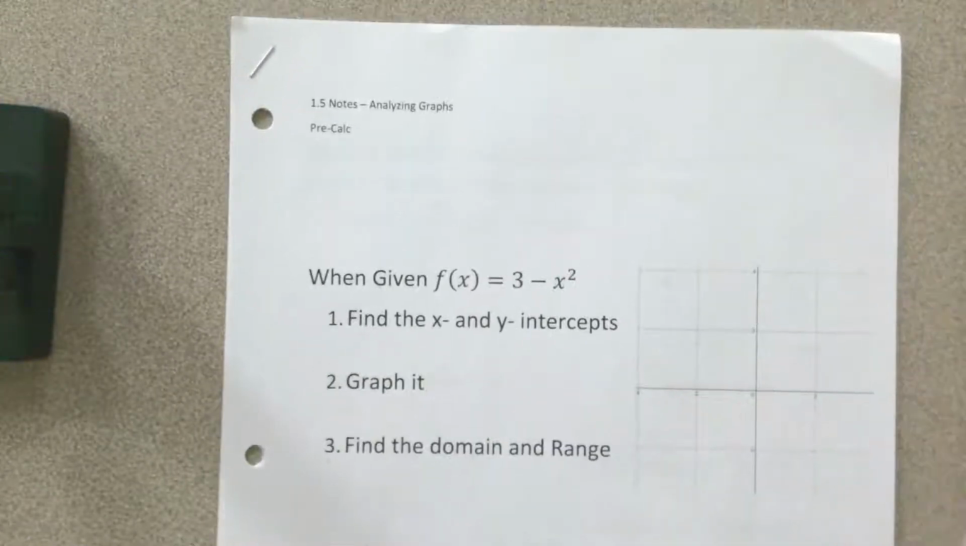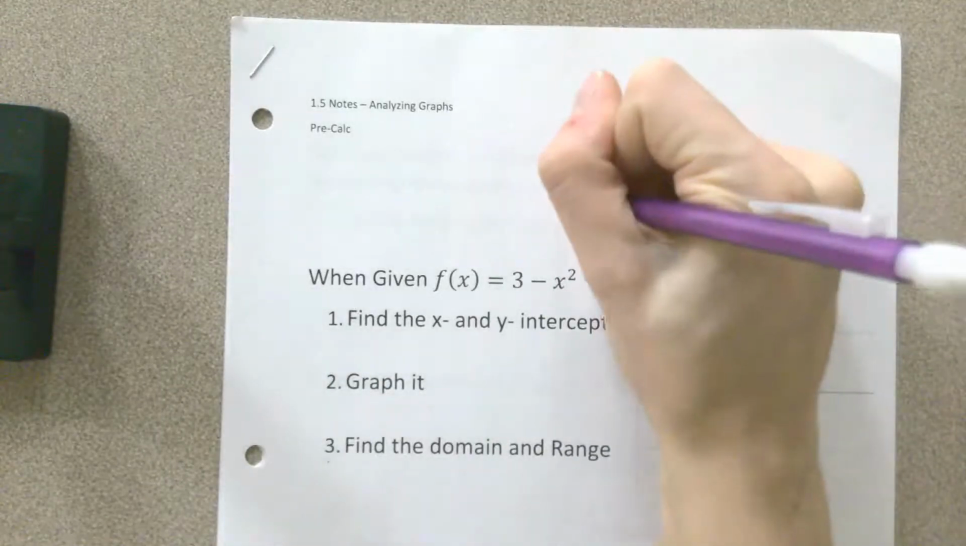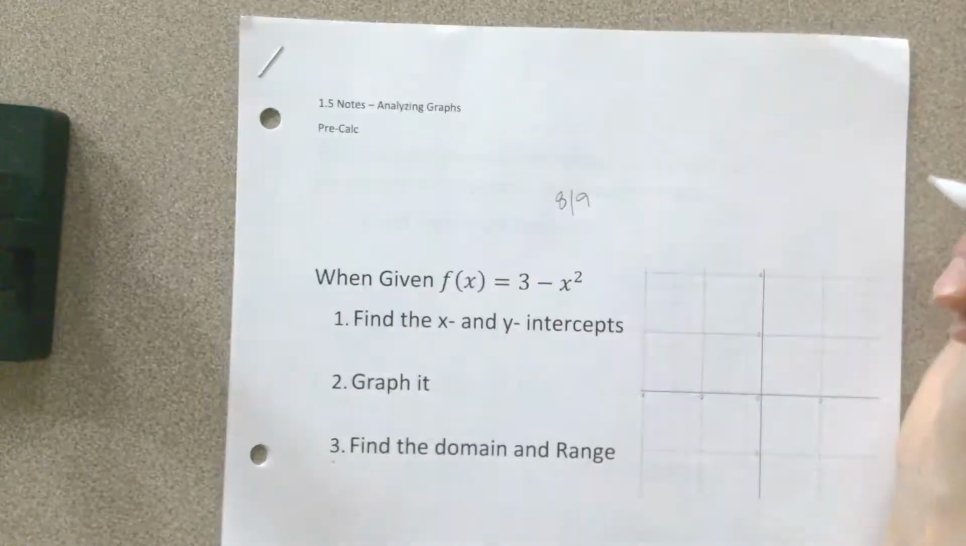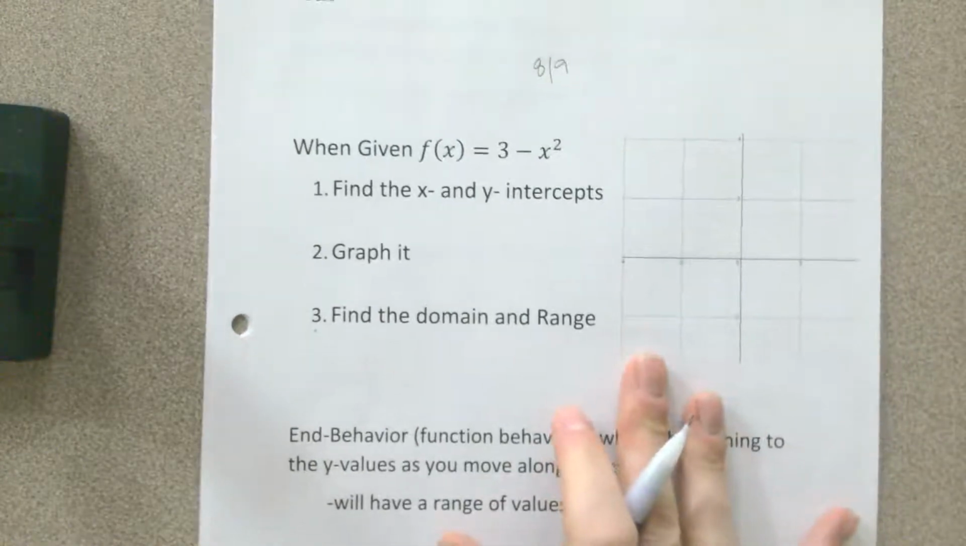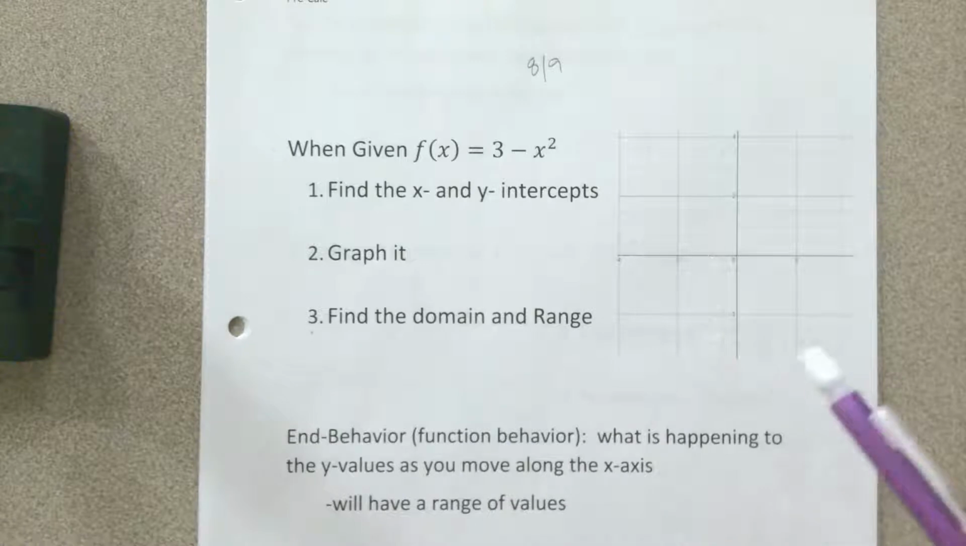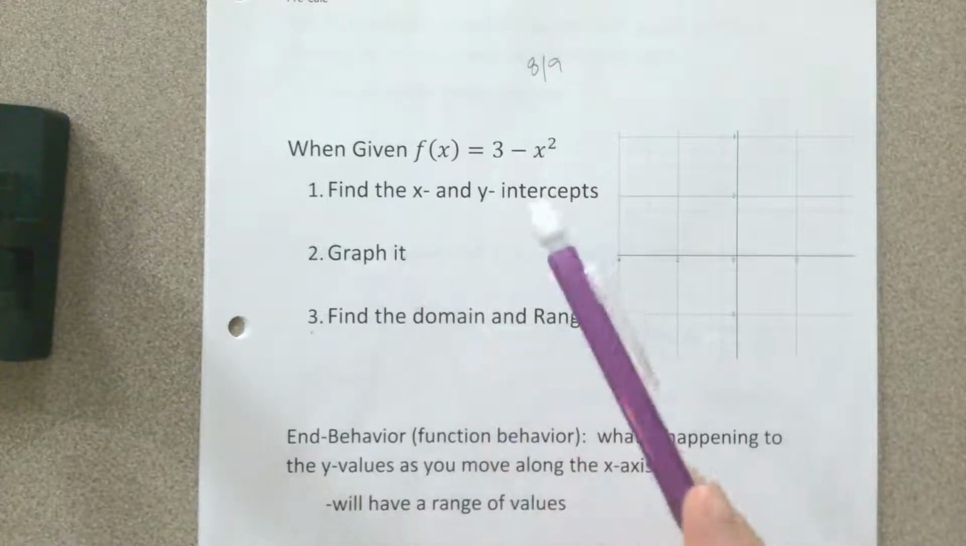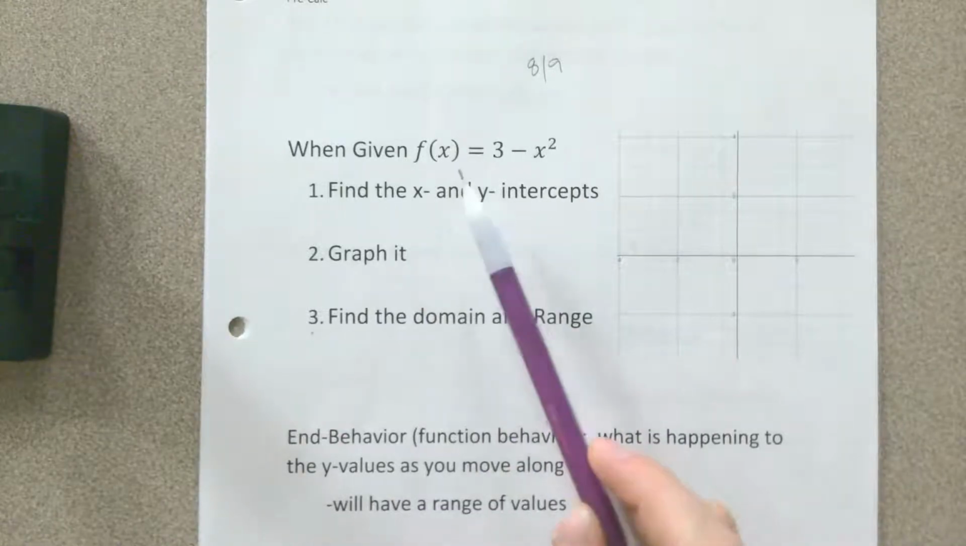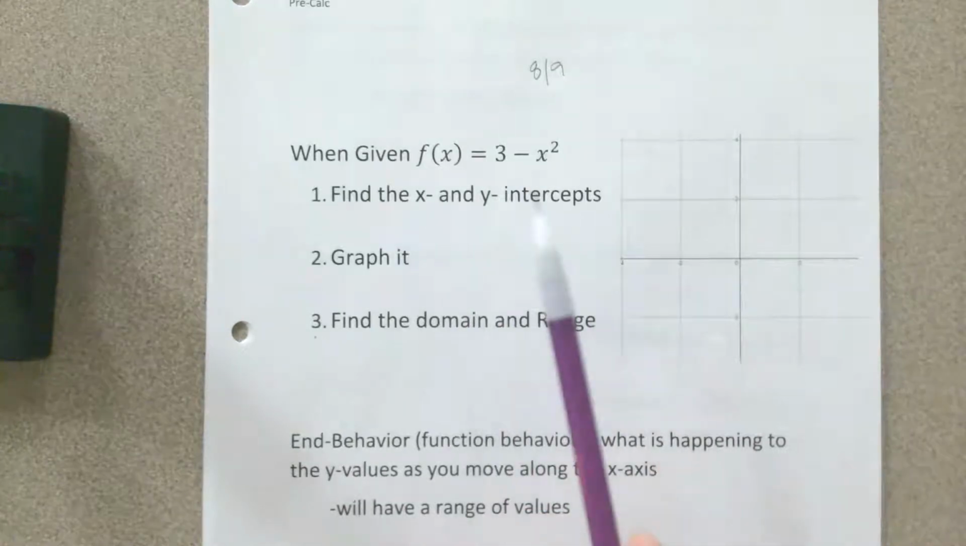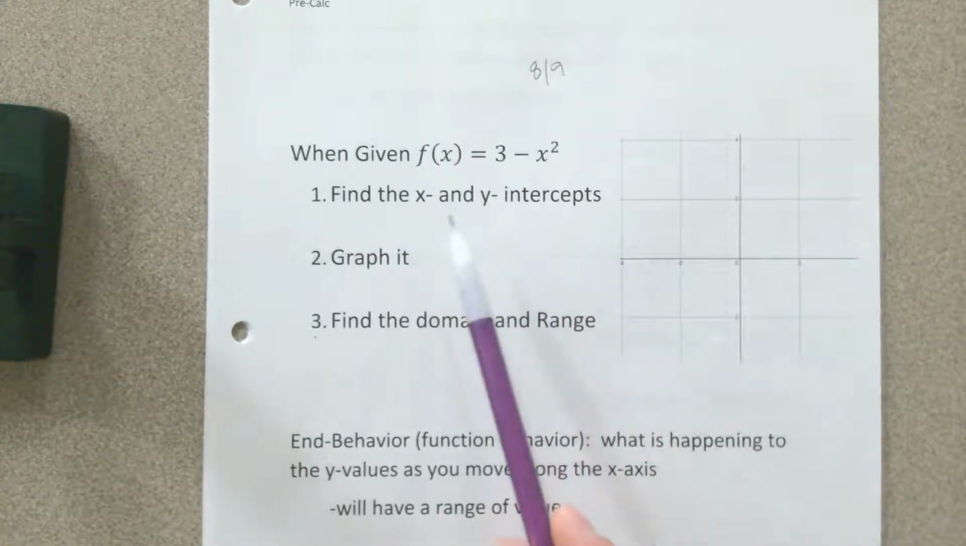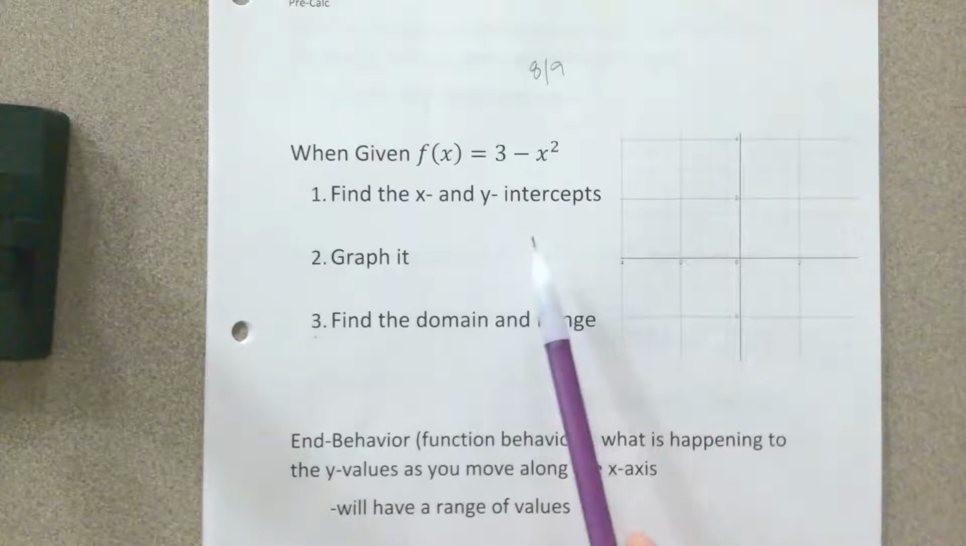Alright, so today we did analyzing graphs on the 9th. Okay, so analyzing graphs, the first thing we did was roughly graph a function when given a function f of x. So in order to do that, when given f of x equaling 3 minus x squared, let's find the x-intercepts so that we can plot those.